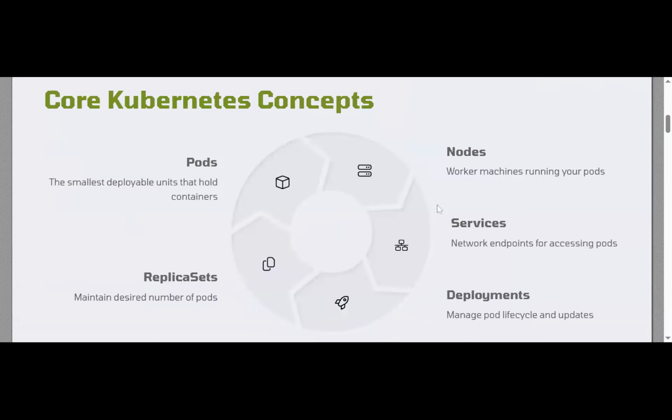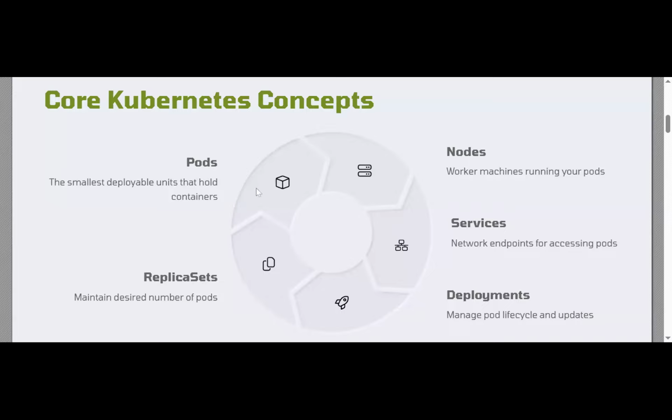Okay. What are the core concepts? As we already mentioned, core Kubernetes concepts. That is pods. Pod is nothing but the small deployable unit that holds containers. So pods will contain containers. Node is a worker machine running your pods. As you mentioned, inside a node you have pods. Next, services, that is your network endpoint for accessing pods. Deployment manages pod lifecycle and updates. Deployment means we have to write the procedure of how we are going to deploy all these things. So that's called managing pod lifecycle and updates.